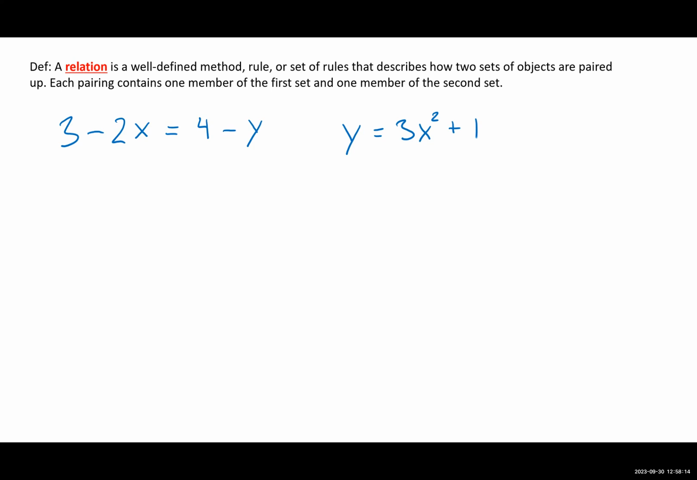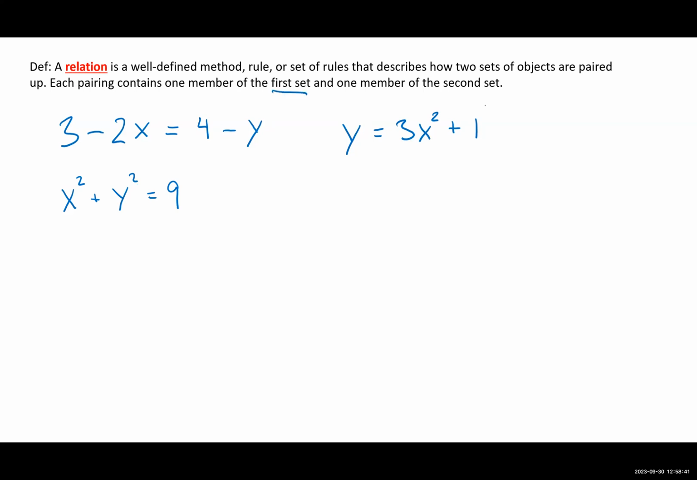A relation could also be given, let's do one more equation that's not a function, x squared plus y squared equals 9. Okay, so that's another relation. It could be a list of objects on the left and a list of objects on the right with arrows connecting them. It could be a set of points. There's a lot of different ways a relation could be given.